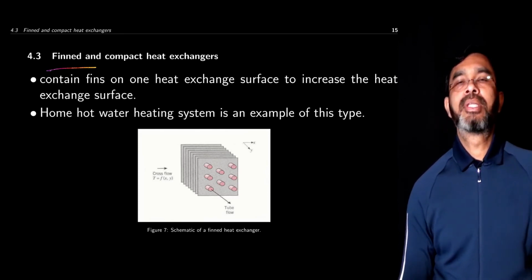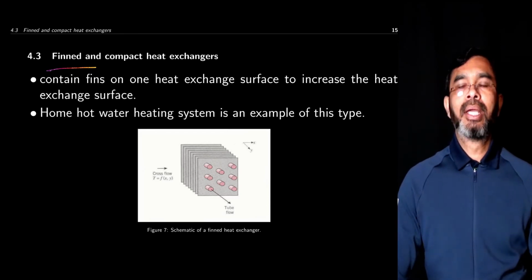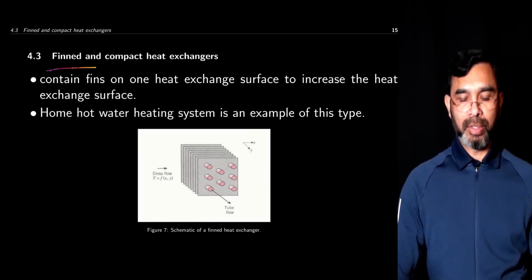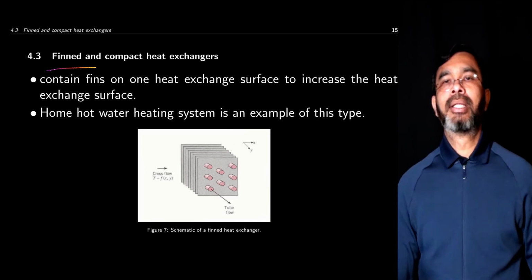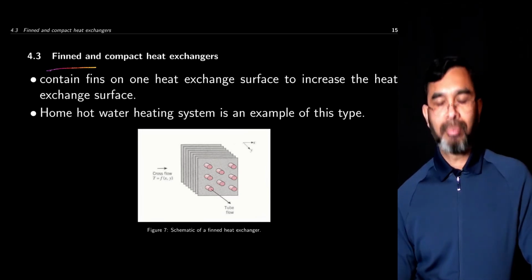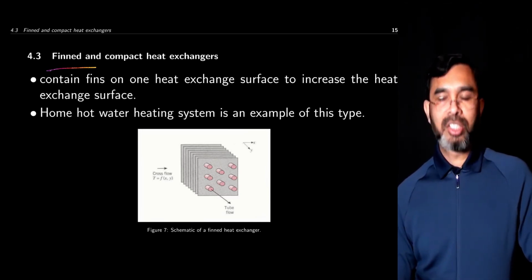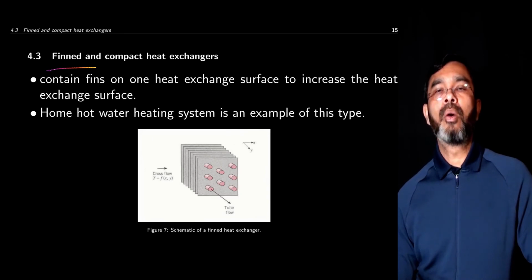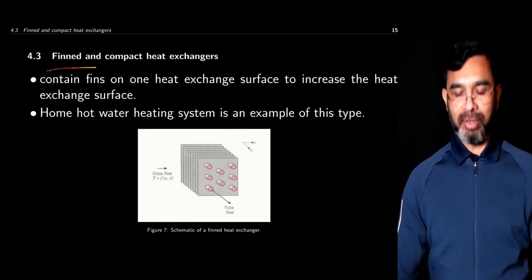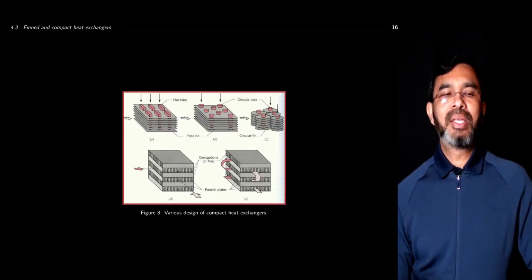A typical example is the home heating system, where inside the pipe there is hot water coming in. On the outside, the air takes the heat from the pipe surface. As the heat transfer coefficient for the air is low, a large surface area is created by putting fins on the tube surface. Using fins, many compact designs are used.